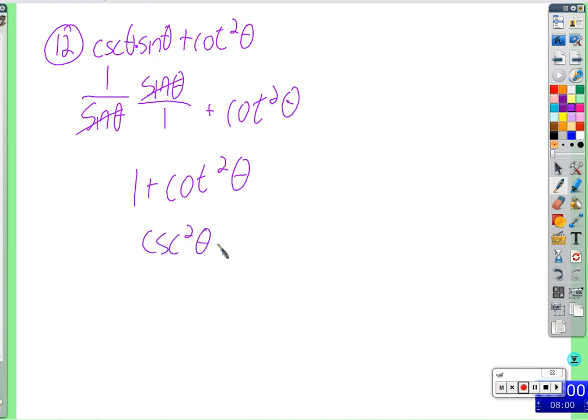They're equivalent to each other, so we can use either one. If it asks us to simplify, it certainly would be simpler, slightly, if we use the cosecant squared instead of taking a cotangent, squaring that, and then adding 1.